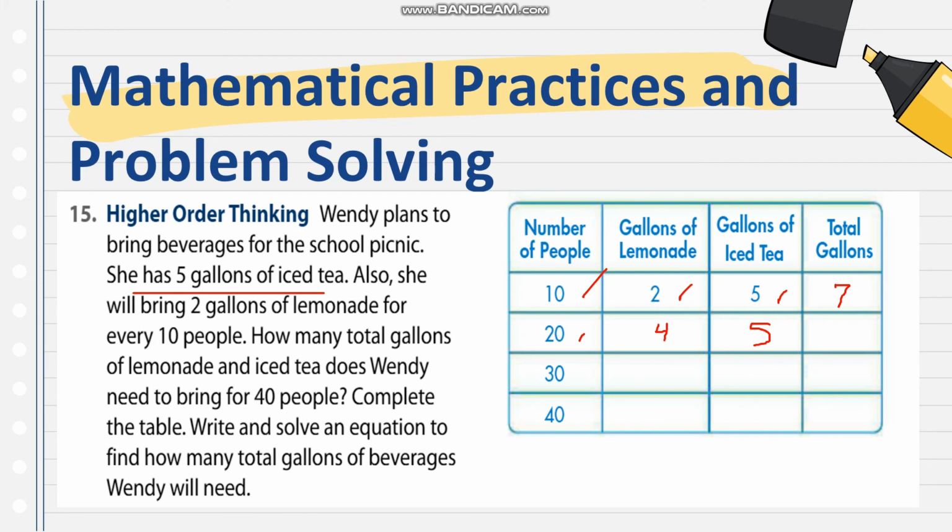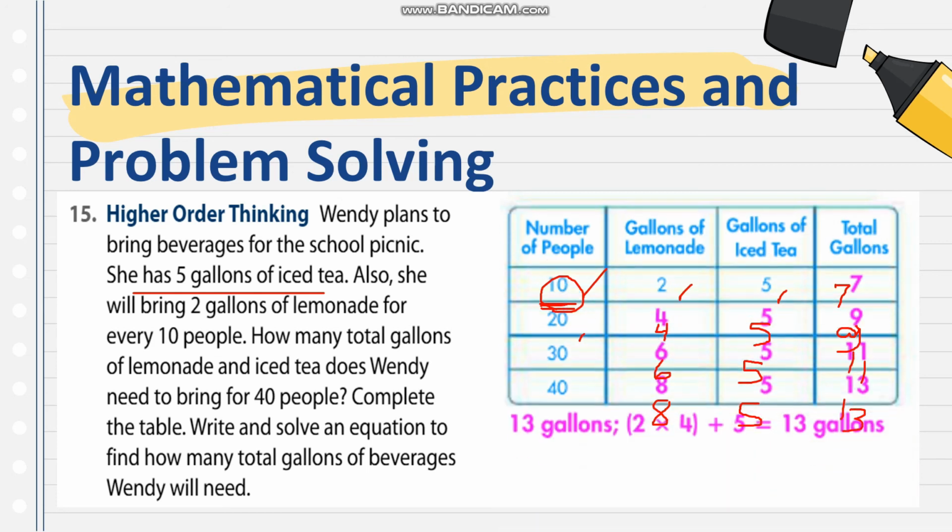And for 30 people, of course, this becomes 6 gallons, because 10 people is equivalent to 2 gallons of lemonade. So 10, 20, 30, we have 3 multiplied by 2. That is 6. And of course, gallons of iced tea is the same, 5. And for 40 people, that is equivalent to 8. So number of gallons of iced tea, we have 5. So the totals are 9, 11, and 13. So that is the answer.